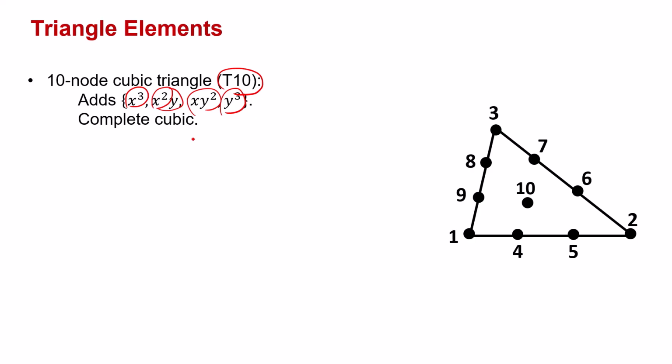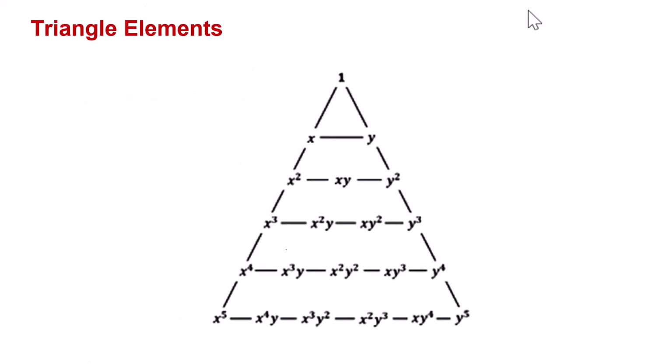More importantly, higher order completeness allows the element to capture more complex deformation patterns with higher accuracy, especially in problems involving curvature or stress gradients. So again, the key takeaway is clear. As we increase the polynomial order of the shape functions, we increase completeness and improve the approximation capability of that element. This figure helps us clearly see the relationship between triangle elements, polynomial order, and completeness.